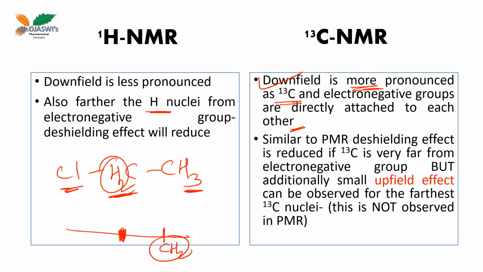So similar to PMR, the de-shielding effect is reduced if the 13C is very far from the electronegative group, but additionally a small upfield effect can be observed for the farthest 13C nuclei, which is not observed in PMR. Okay, so for the carbon which is very far from the electronegative group, yes, de-shielding is reduced, that is true, but a little upfield effect can be observed in certain instances, which is not there in 1H.